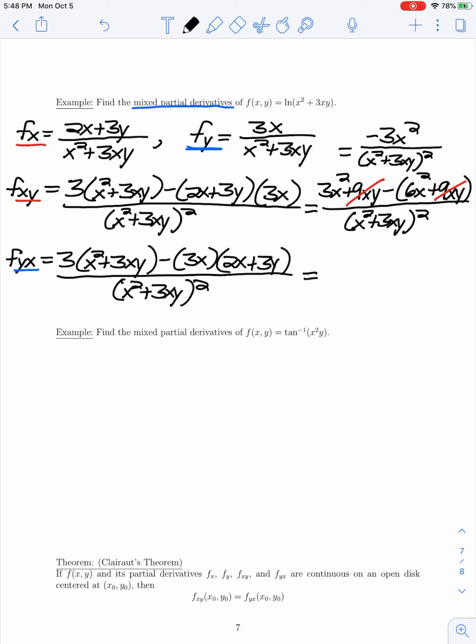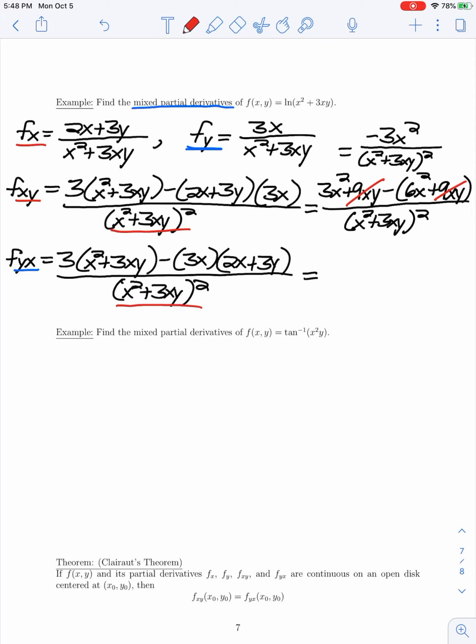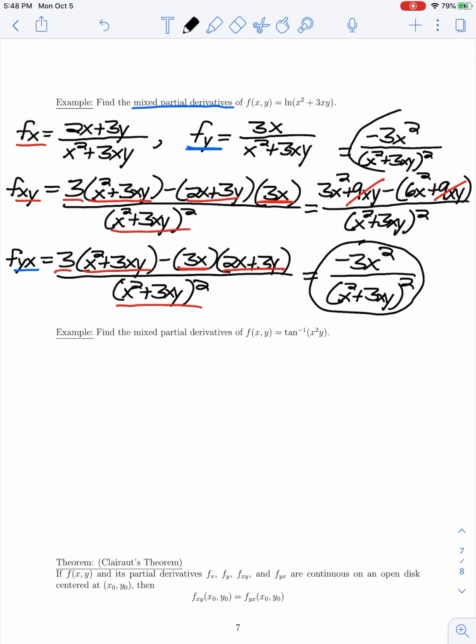So comparing this expression with the answer that we had previously, well, our denominator is the exact same. In the numerator, we had 3 times x squared plus 3xy, and then we were subtracting the product of 3x and 2x plus 3y. So after simplifying, we get the exact same expression that we had for the partial derivative of f with respect to x and then with respect to y. So for both of these partial derivatives, again, we obtain the same value.